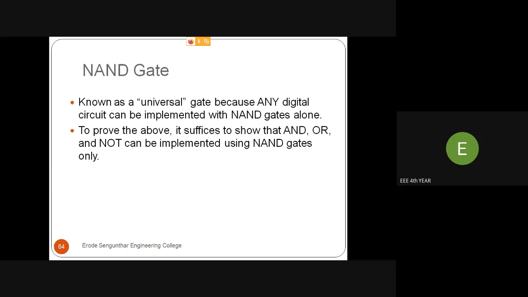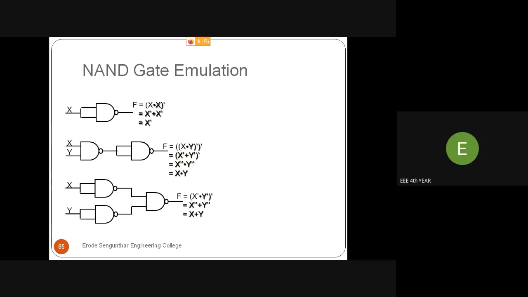The NAND gate is known as a universal gate because any digital circuit can be implemented with NAND gates alone. To prove this, it is sufficient to show that AND, OR and NOT can be implemented using NAND gates. The NOR gate is also called a universal gate because any digital circuit can be implemented with NOR gates alone. This is the special feature of NAND and NOR gates, which is why they are called universal gates.